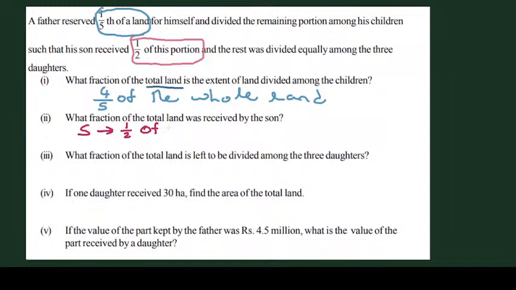So then that is half of what is reserved for children, that we found in Roman 1, 4/5. So what is half of 4/5? That's 1, 2, you cancel. So 2/5 of the whole land.